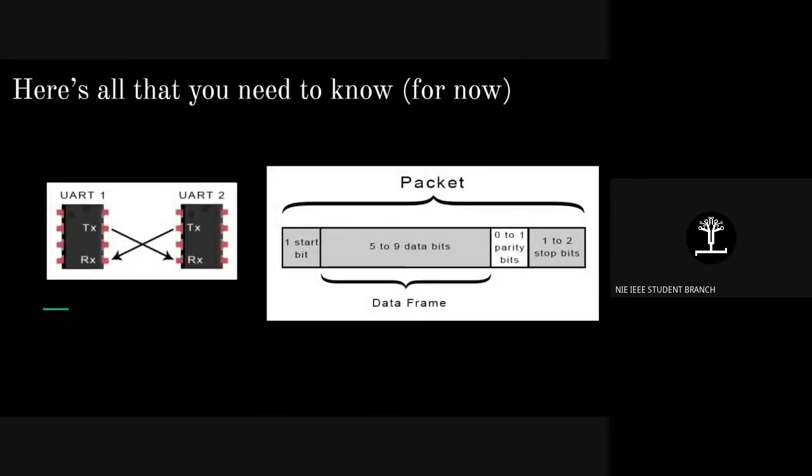First thing is the transmitter of UART1 is connected to the receiver of UART2. Similarly, this will act as a receiver. The first one will act as a transmitter. We are just building the transmitter controller. How do things happen? How do you send the data?